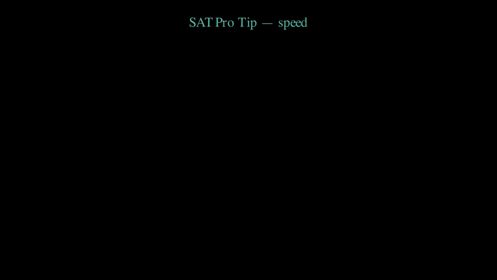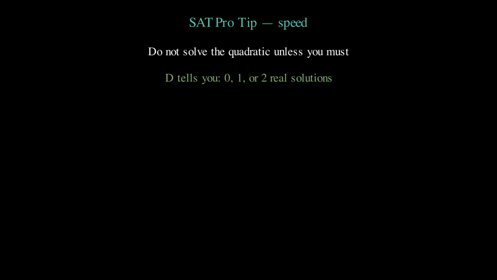SAT pro tip: if the question only asks how many solutions, compute D and stop. That saves minutes and reduces algebra errors on problems designed to waste your time. For parameter problems, translate words into D greater than 0, D equals 0, or D less than 0.